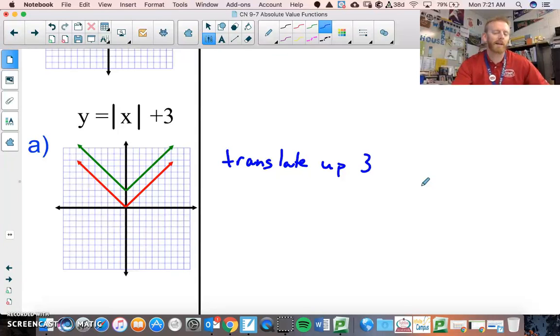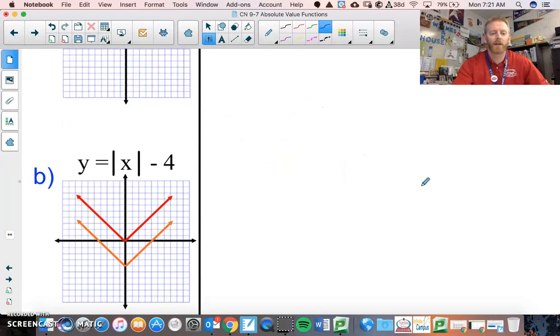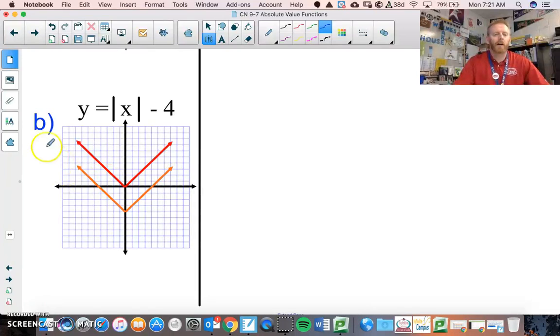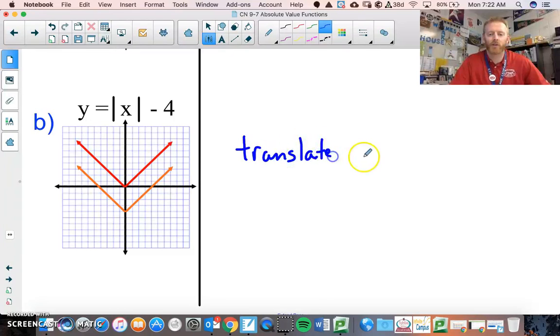The same thing is it has the same exact slopes. Now if you look at our question B here, absolute value of x and then -4, same idea. It's the same exact type of a slope, the green one, but it shifted down 4 spots. So this one is a translate, because translate means to shift, translate down 4.